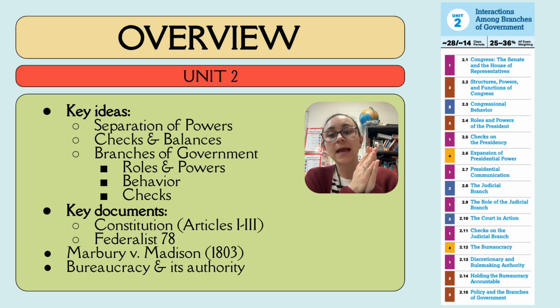For key documents, we're going to be looking at the Constitution, which is Articles 1, 2, and 3 mostly, because Article 1 sets up the legislative branch, 2 sets up executive, 3 sets up judicial. And then we're also going to be looking at Federalist 78. And I think actually, now that I say that, we're going to have another Federalist paper in there as well, but we're not there yet. We'll also be looking at just one big Supreme Court case for this unit, which is Marbury versus Madison, which is 1803. You've already studied this in APUSH probably, or U.S. history. And then we'll also be going over the ideas of the bureaucracy, like the agencies and offices that are in the government and their authority and what they can do.